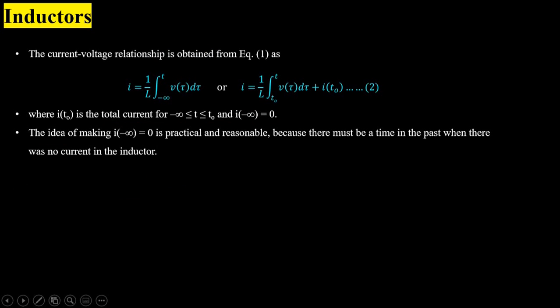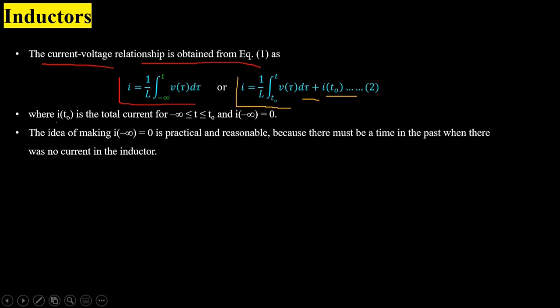Now by rearranging and integrating equation 1, we will obtain a current-voltage relation for an inductor. In this, current will be equal to 1 over the inductance of the inductor, times the integral of the voltage across the inductor from past time to present time t, or current will be equal to 1 over the inductance times the integral of the voltage across the inductor from time t0 to time t, plus the initial value of current in the inductor. And this will be equation 2.